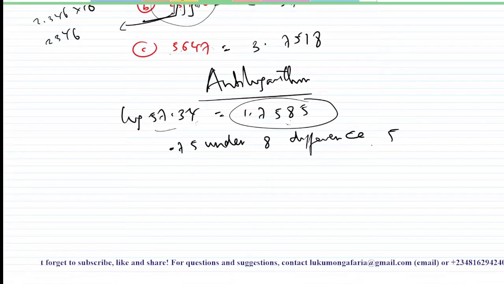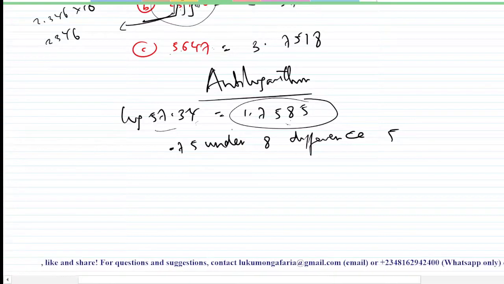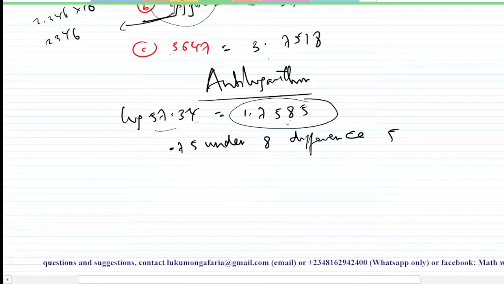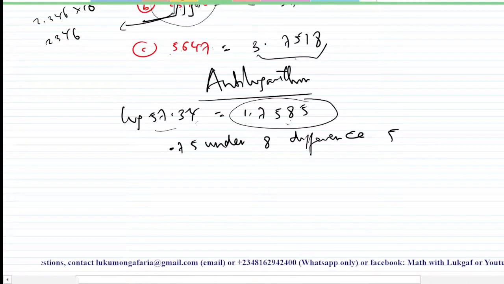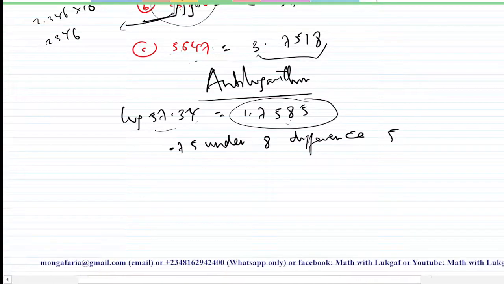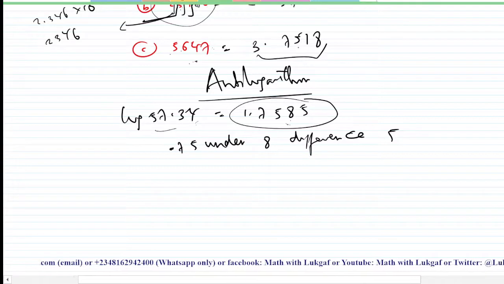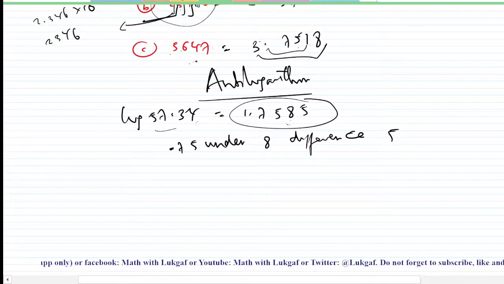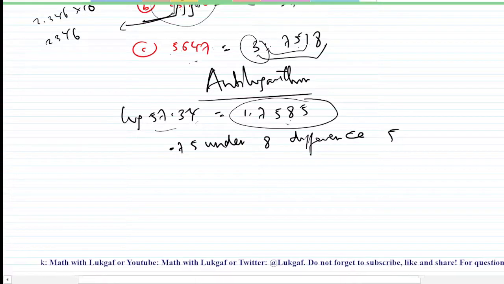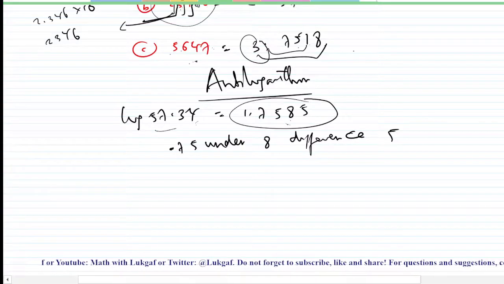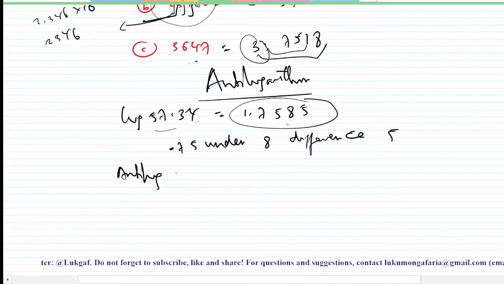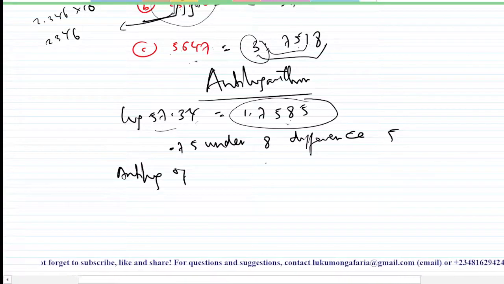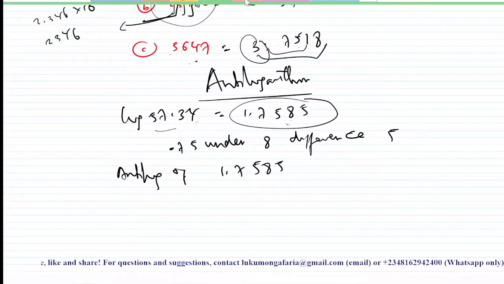Likewise, if you want to find the antilogarithm, that is, you want to obtain this number back, you are going to find 0.75 under 1 difference, and you are going to use the characteristics part to place the decimal point. Okay, let us do that. The first one here, we want to find the antilog of 1.7585.